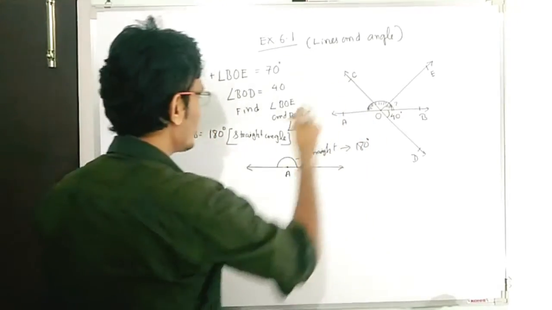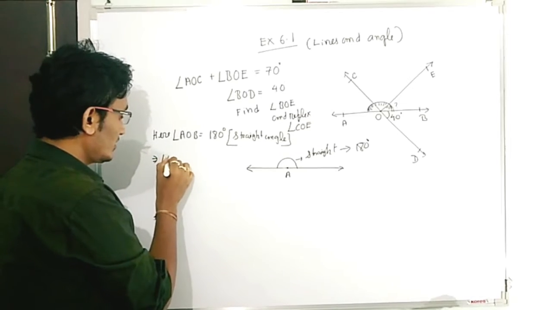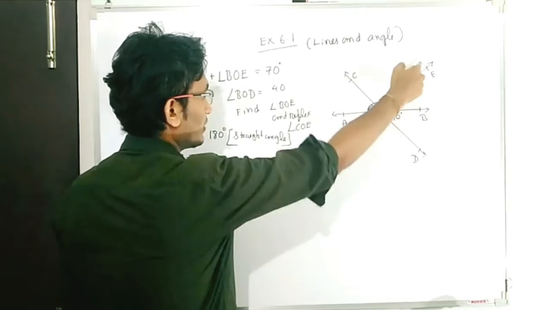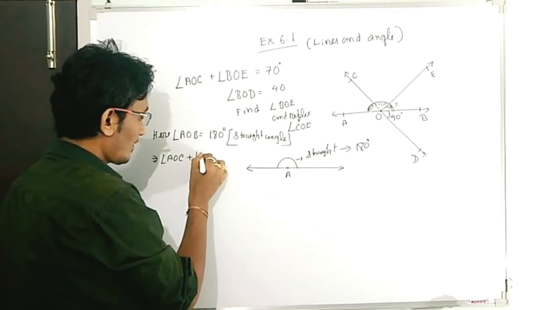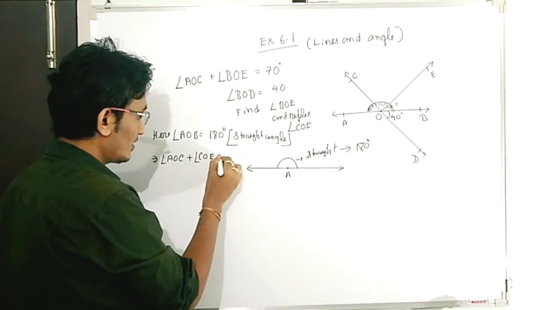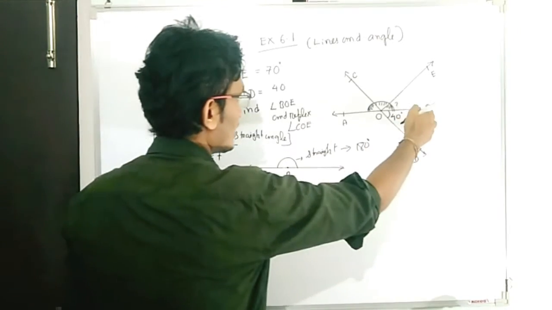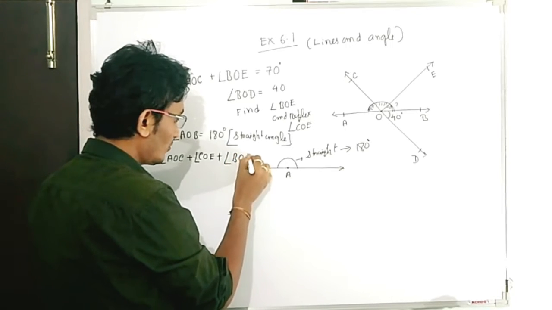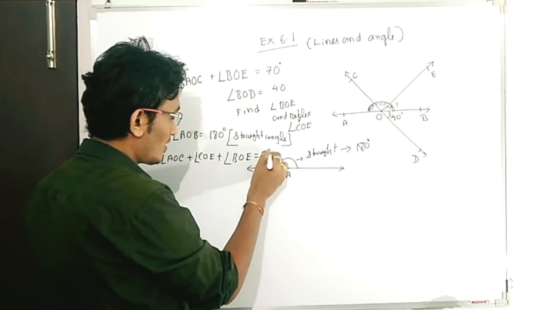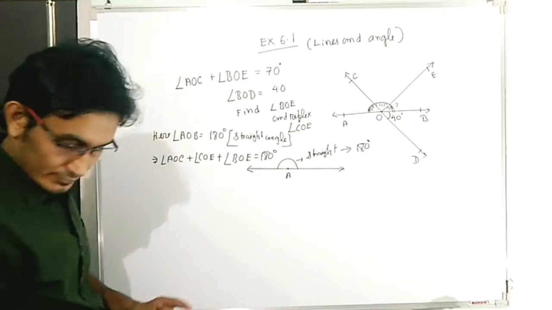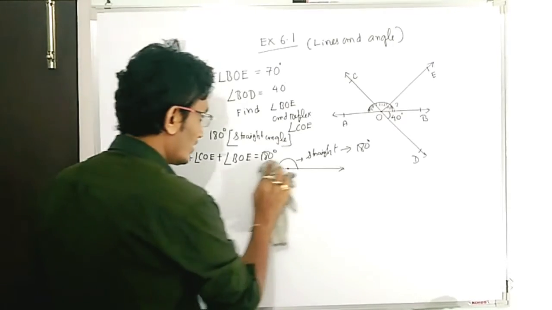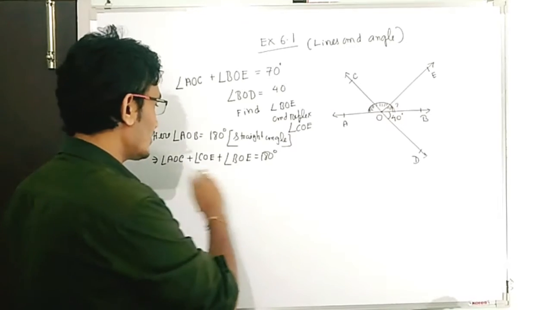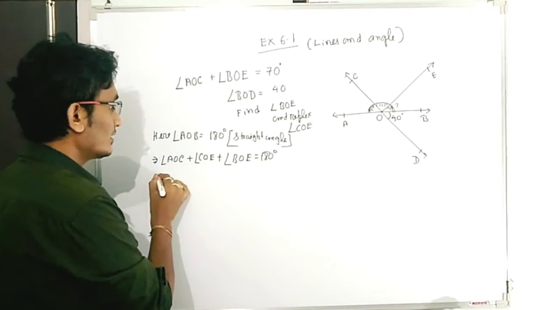This AOB is divided into three angles. First one is AOC, second angle is COE, plus the third one is BOE, equals 180 degrees. Now in this statement, we have already written that the sum of these angles is 180 degrees.